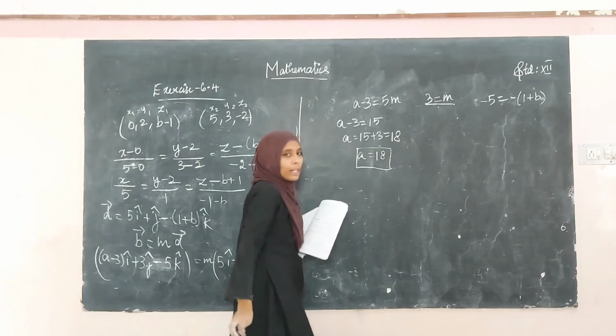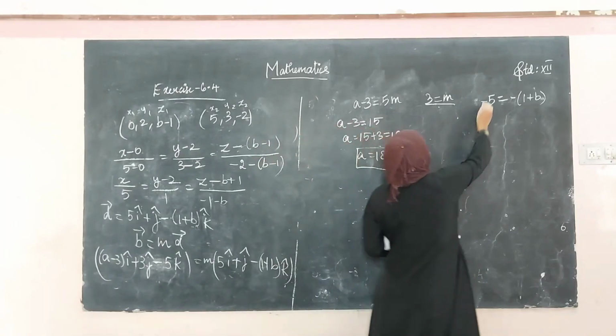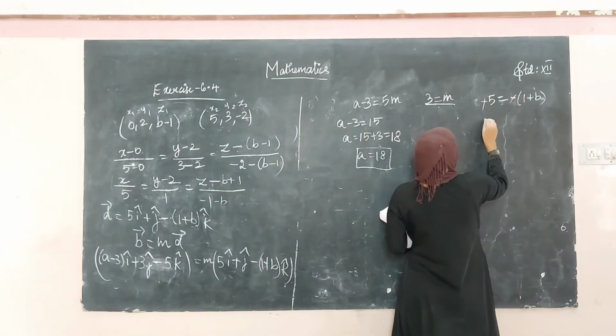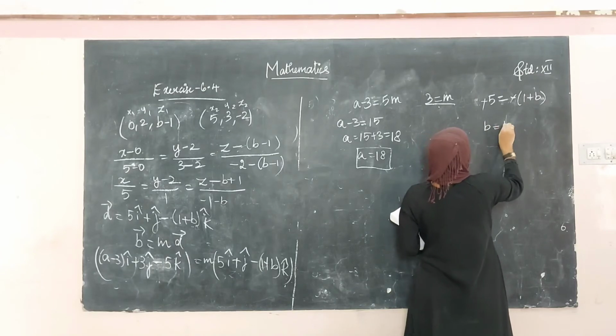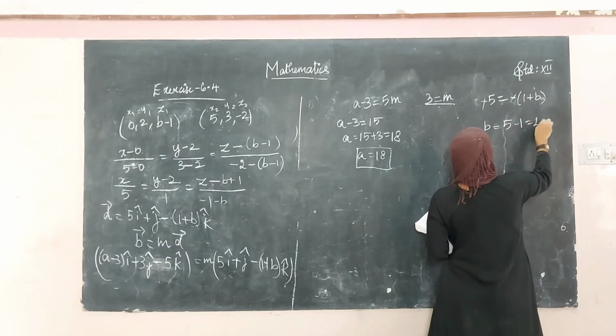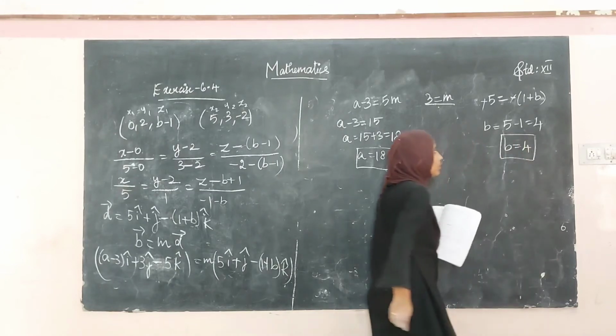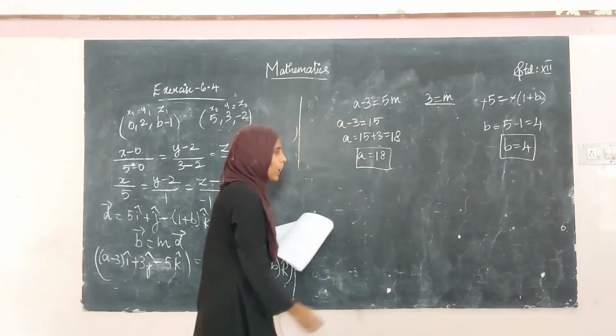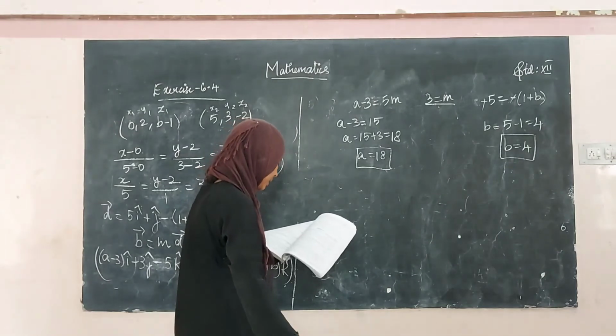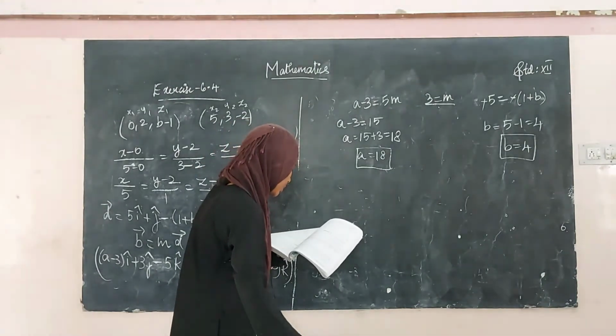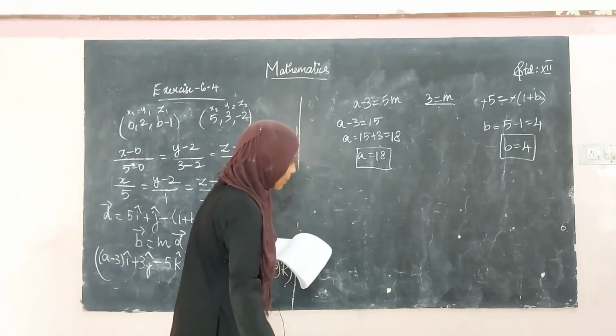Now we have to find the value of b. Come here, this minus and minus get cancelled. So b is equal to 5 minus 1, which is equal to 4. So what's the value of b? b is equal to 4. Got it? This is how we have to find it. Next we are going to see the 8th sum.